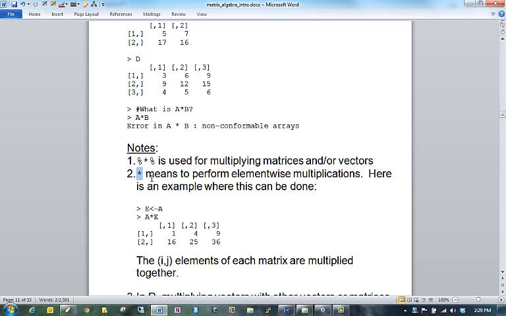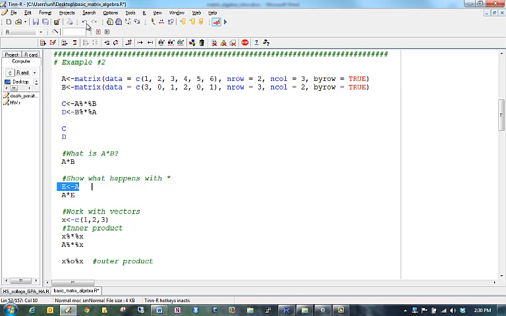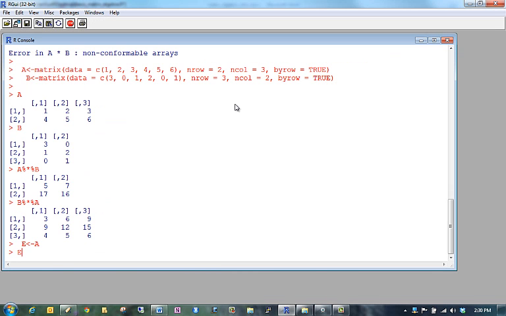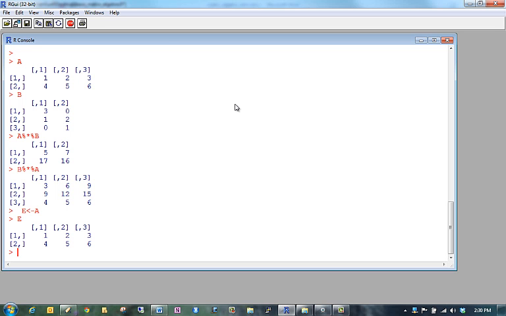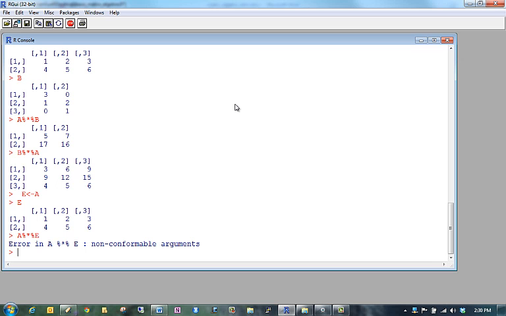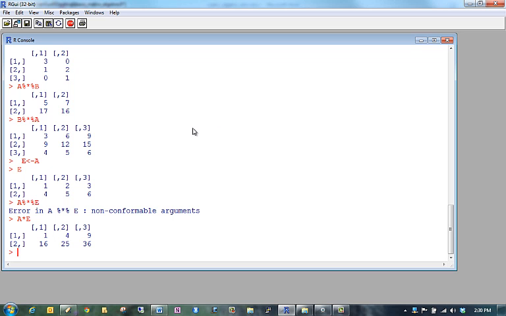Now, you might be wondering, well, what does an asterisk do in R? Well, it performs what's called element-wise multiplication. So, for example, let me create a matrix called E that, just because it's easy, is exactly the same as A. Now, if I take A asterisk E, that's what I was trying to do. What happens is that I have element-wise multiplication.